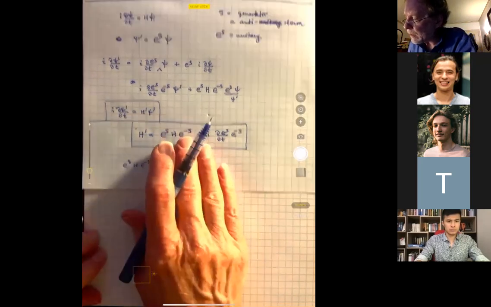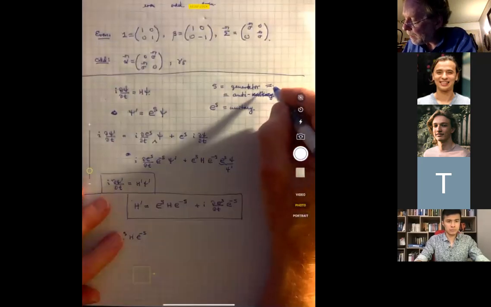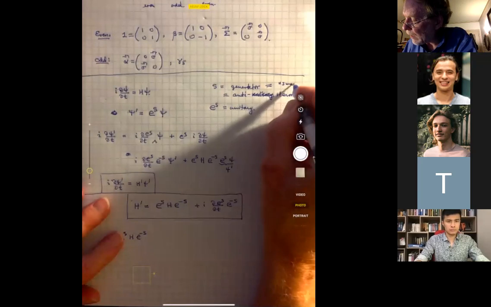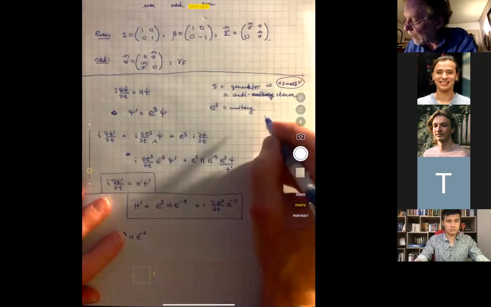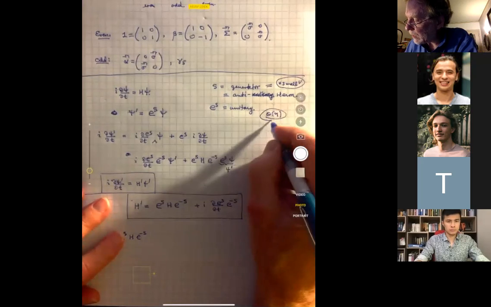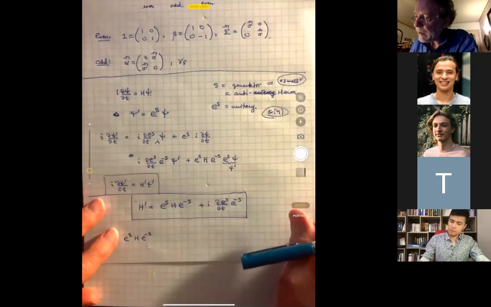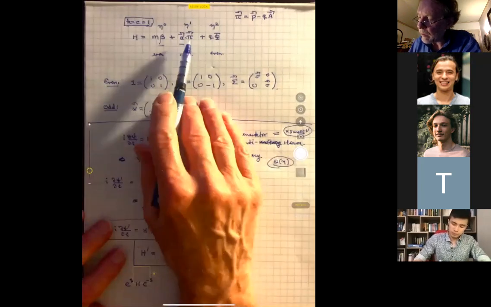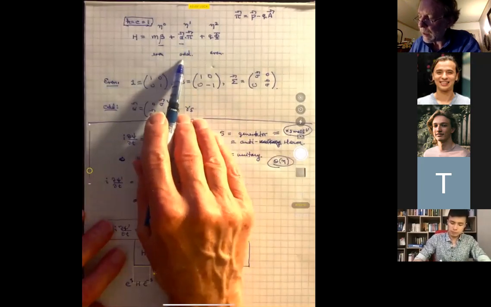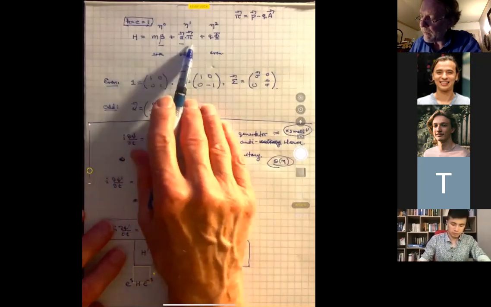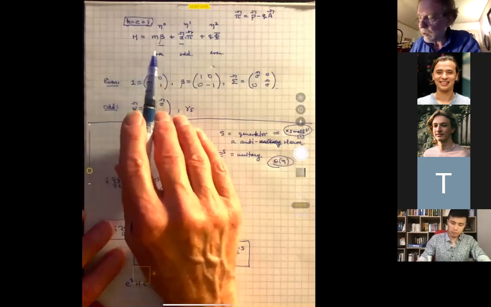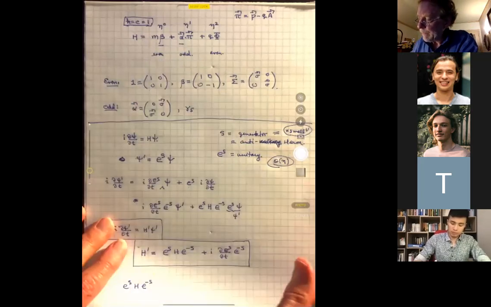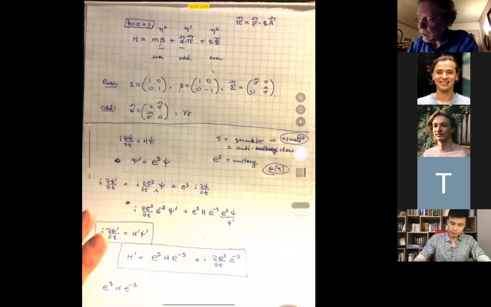By the way, this generator s that we're going to be dealing with here is going to be in some sense small. In fact, we'll find out that initially it's of order eta. It's of order v over c. And the reason for that is that when we transform the Hamiltonian, the goal is going to be to get rid of the first correction term. That's the one that's odd. So it's down by a factor of eta from the leading term, which we don't change. That's the idea. So in any case, s is in a sense small.